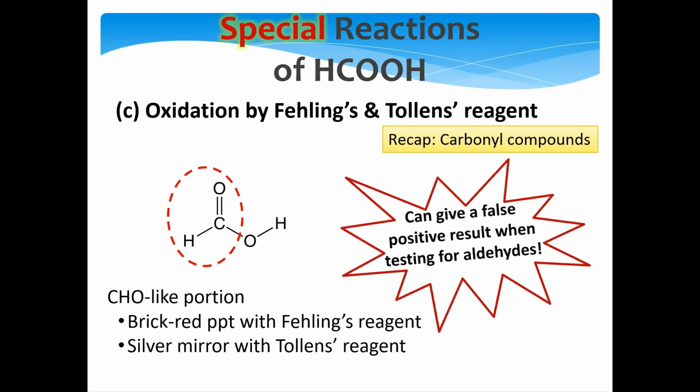So these results can give a false positive when testing for aldehyde. Again, I must stress, methanoic acid is not an aldehyde, but because of this C double bond O, H group in the structure, it is kind of a special case, whereby you have a carboxylic acid that can give you a brick red ppt with Fehling's reagent and a silver mirror with Tollens' reagent. So take note of this.